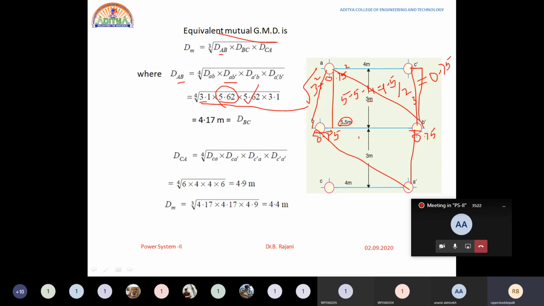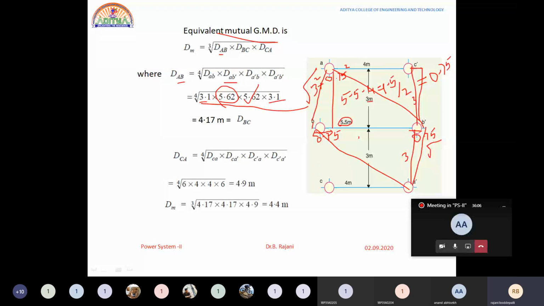And the next one is A dash B dash. Where is A dash? A dash over here and B dash over here. What is this distance? In order to find it, this is 3 meters length and this is 0.75, so you will have under root 3 square plus 0.75 whole square, and you will get the value 3.1. So this is how you need to find the distances.